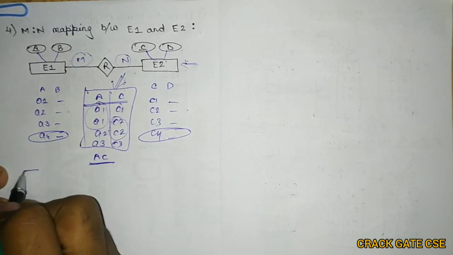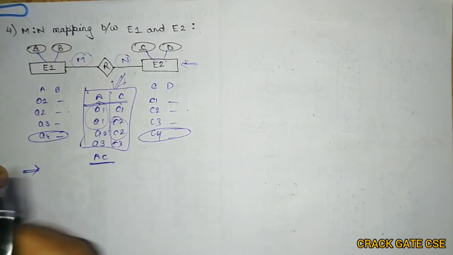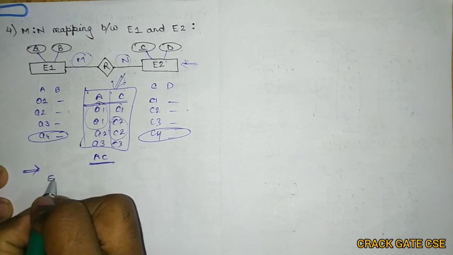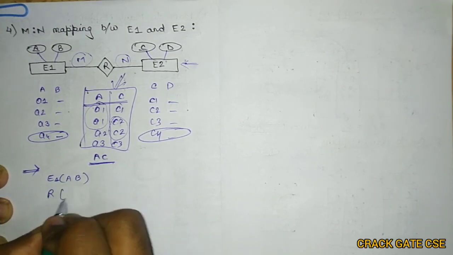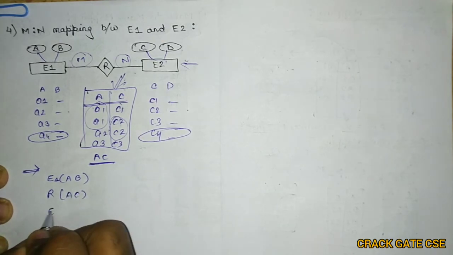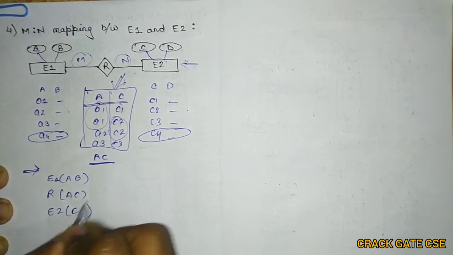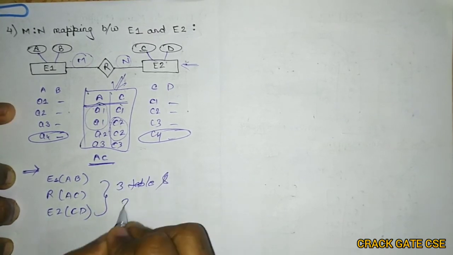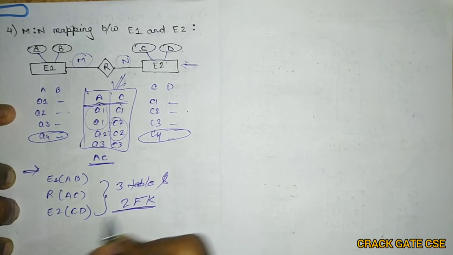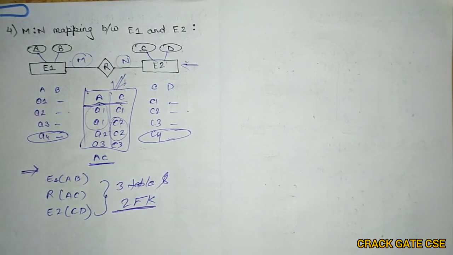That means this M to N relation cannot be combined. So there will be three tables: E1 as AB, R as AC, and E2 as CD. So we will be requiring 3 RDBMS tables and 2 foreign keys, right? So this is how we can minimize the number of tables and foreign keys in the minimization of ER diagram.